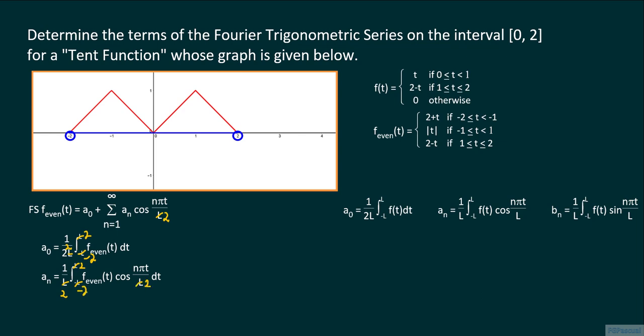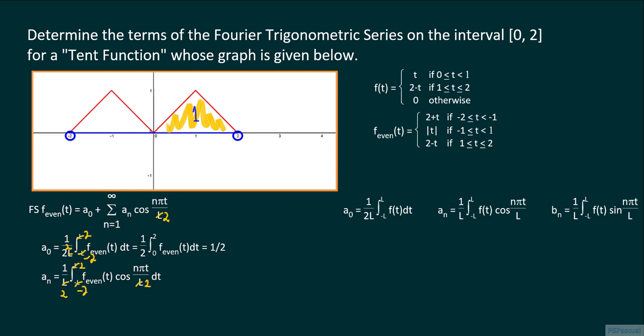And because f sub even is an even function, we can just integrate from 0 to 2 and multiply the integral by 2. Therefore, a sub 0 is equal to half the integral of f sub even from 0 to 2. The integral from 0 to 2 of f sub even is just the area of one of the triangles. We know this area to be equal to 1. And so a sub 0 is equal to 1/2.